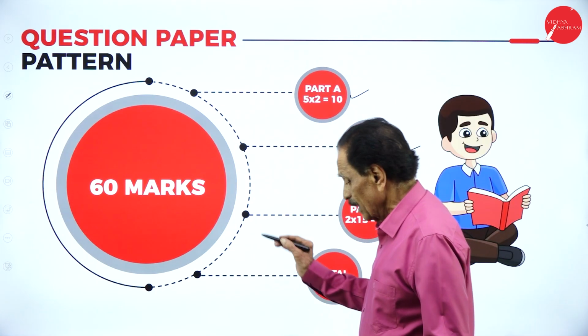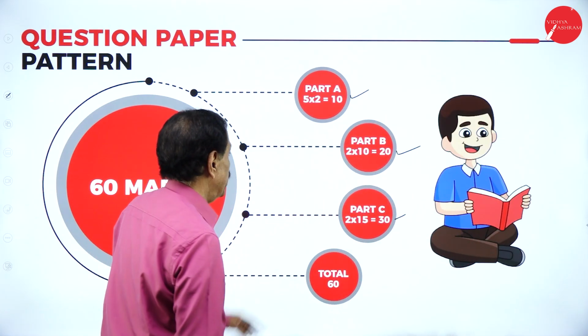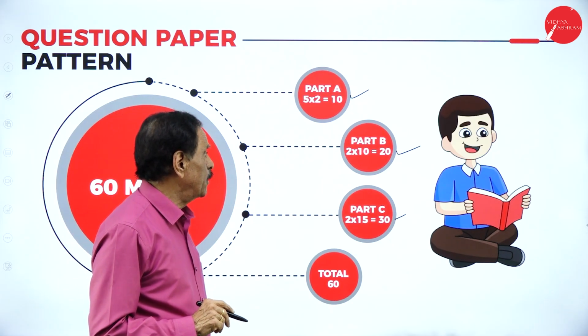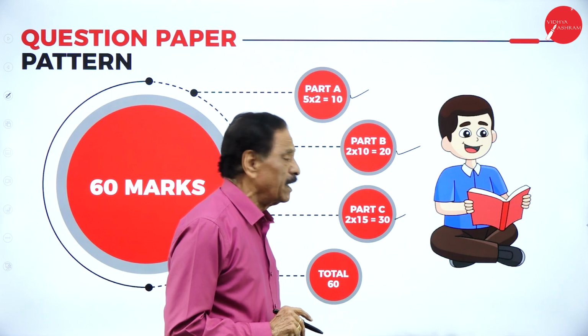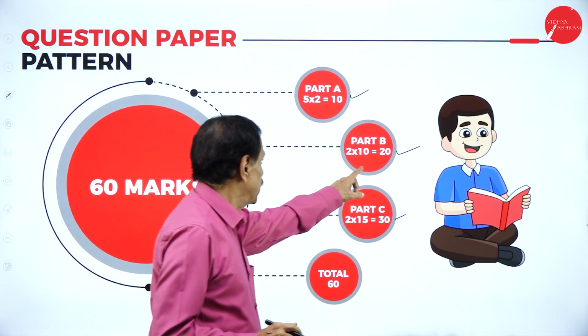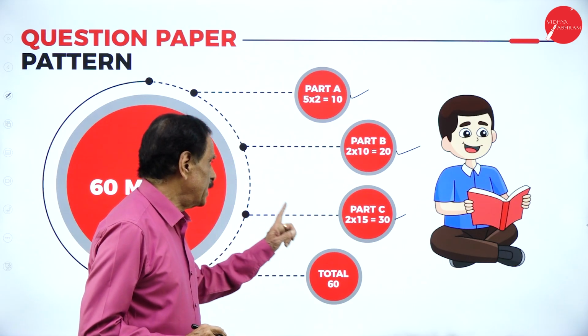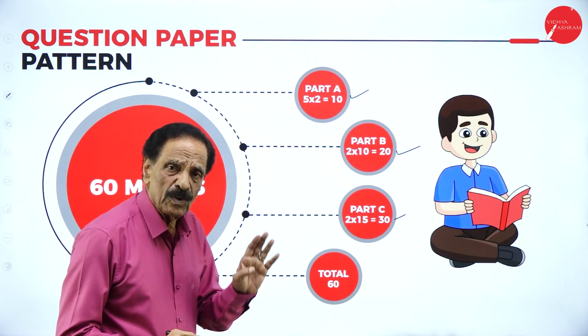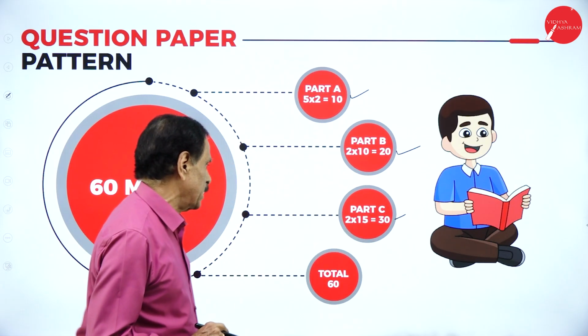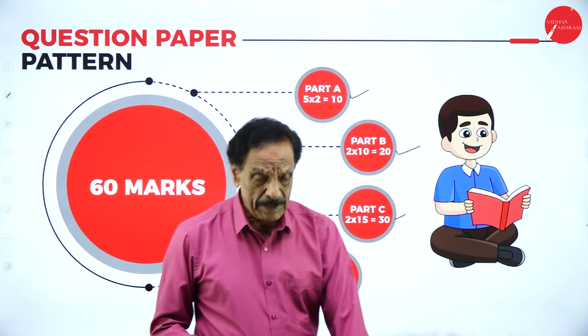Then regarding the question paper pattern, we'll ask 7 questions. You have to answer any 5, each carrying 2 marks, 2 into 5, 10 marks. Then Section B, we ask 4 questions. You have to answer any 2, 10 into 2, 20 marks. Section C, we ask 4 questions. You have to answer any 2, each carrying 15 marks, 15 into 2, 30, totally 60 marks.